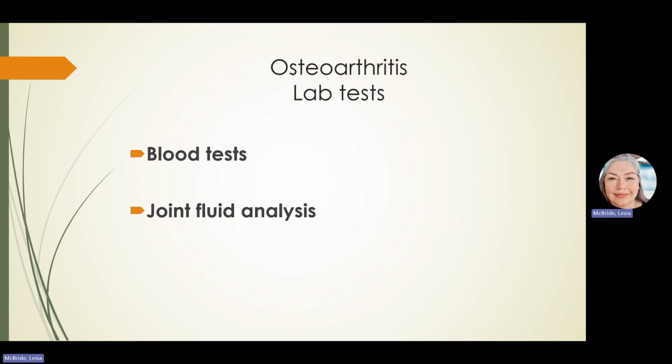For gout, we can do a uric acid analysis with your blood and see if it's above 9.0. Remember, your normals are per the lab that you use. But if it's high, then we can put that person on medication that will help with gout. Sometimes they use steroids, etc., for an acute flare.